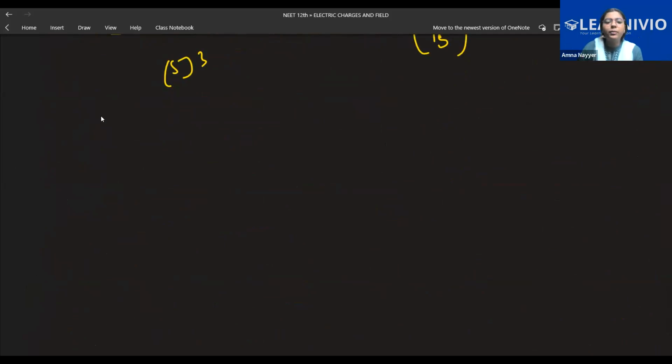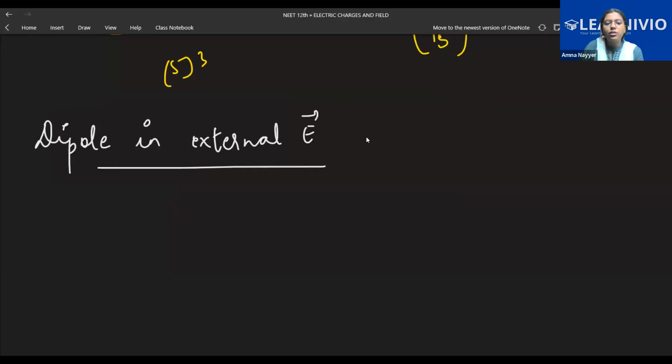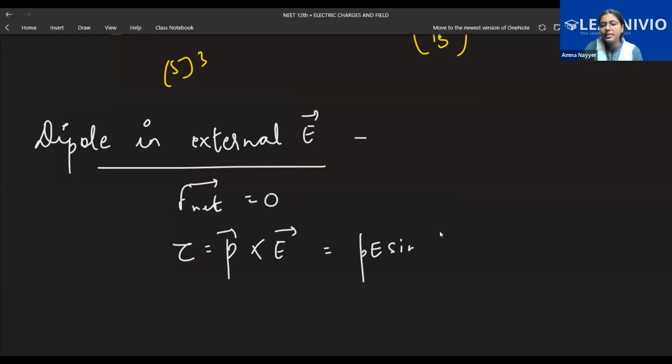And we also saw the net dipole moment, whose formula was like the formula of the parallelogram, right? Now, when we are talking about a dipole in an external electric field, when the dipole is put in an external electric field, we know the net force that acts on it is 0. But there is a quantity that acts, that is the torque. So torque will be P cross E, which can be written as PE sine theta.